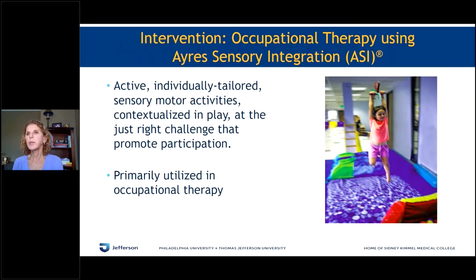The intervention that occupational therapists do, we call it Ayres sensory occupational therapy using the principles of Ayres sensory integration, involves sophisticated assessment and clinical reasoning to design and implement interventions. And you can see here in this slide, the active ingredients in the intervention are that they're active, individually tailored sensory motor activities contextualized in play at the just right challenge to promote participation in life activities and tasks. This intervention is primarily utilized in occupational therapy, but not exclusively.